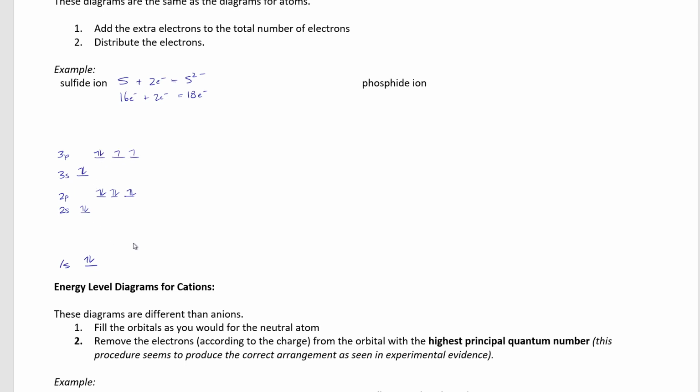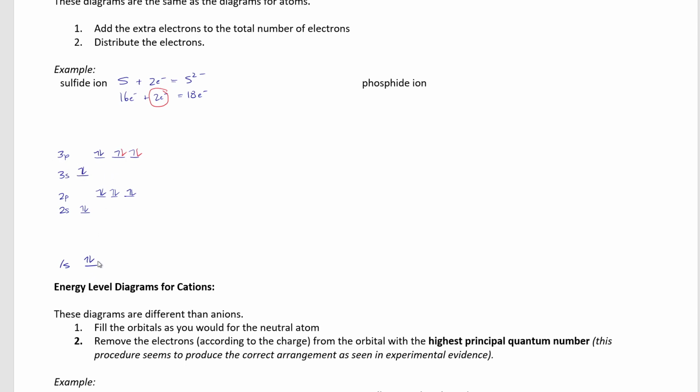If I left it like this, this is the energy level diagram for sulfur. But we saw that sulfur gained 2 electrons. So the last 2 we will put right there. And as you can see now, it has a full outer shell, which provides it chemical stability.